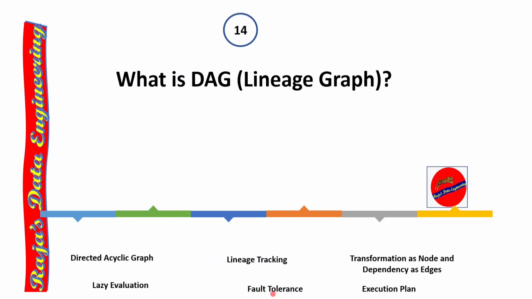Moving on to the next question, what is DAG? What is lineage graph? DAG stands for directed acyclic graph. This is useful in lineage tracking. In the graph, we keep all the transformations as nodes and the dependencies as edges. This plays an important role in lazy evaluation. And using this DAG, we can recreate any dataset, so it plays an important role in fault tolerance also. And based on the DAG, the execution plan will be generated by the driver. These are the different points we can talk about for this question.